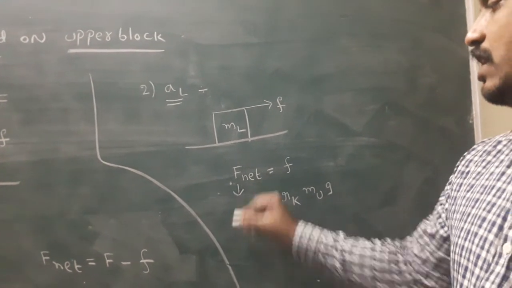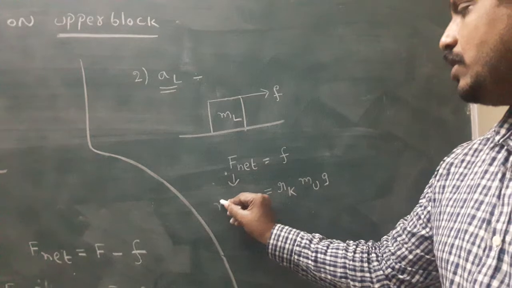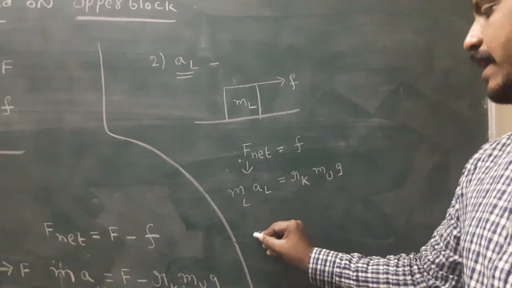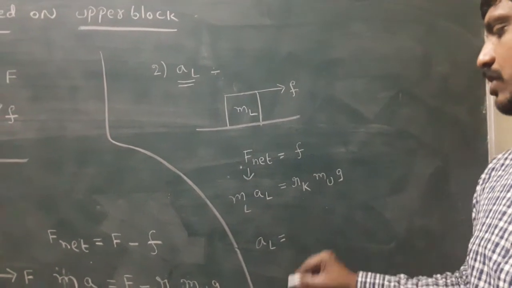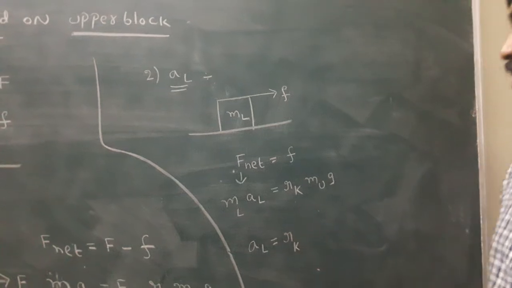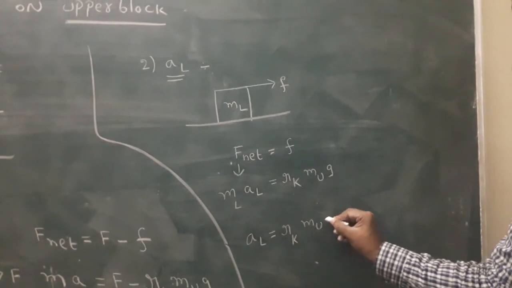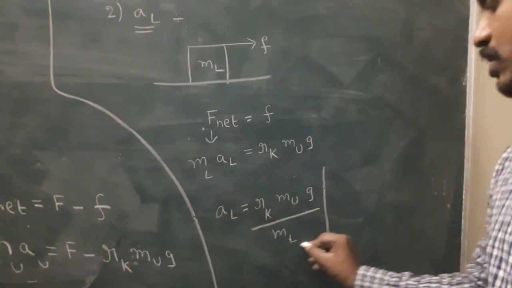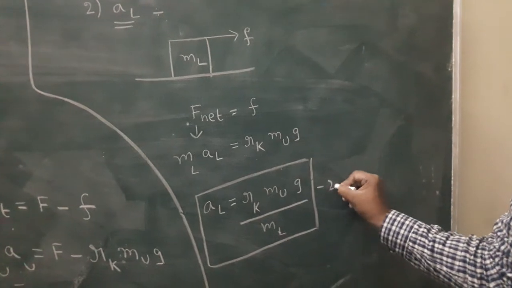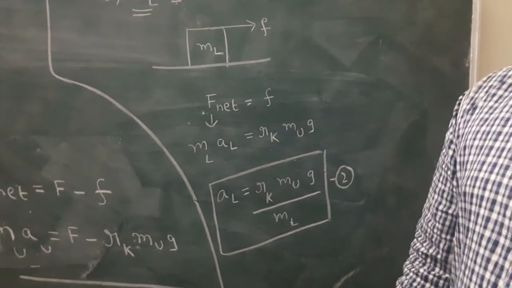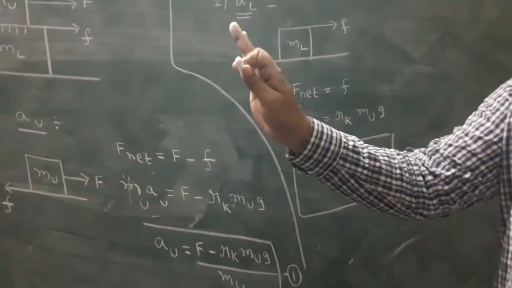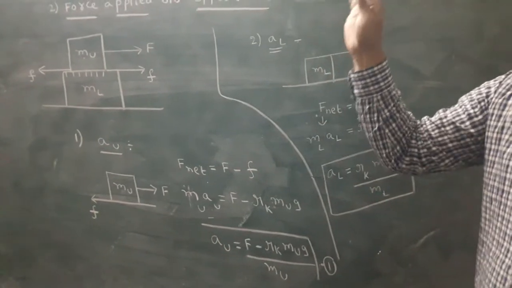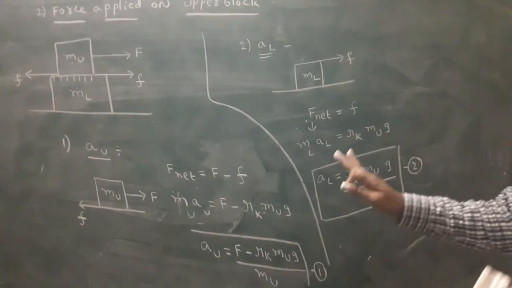According to Newton's second law, F equals ma. Here this is the lower block, ml, al. Acceleration of the lower block is neatly written as mu k into mu g, whole by ml. Equation number 2. This is the formula for the acceleration of the lower block. Very easy concept. First identify the forces acting on the body. Okay, that is the most important thing.